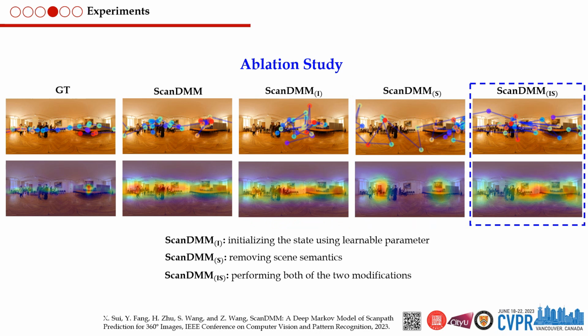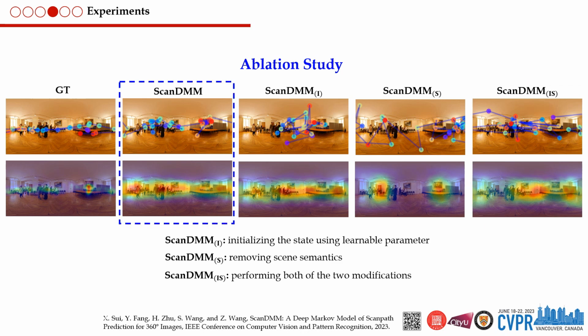Finally, by removing both the state initialization strategy and scene semantics, we found that such a model can only learn the general pattern of viewing behaviors regardless of the image content. In contrast, our final model can produce realistic scan paths. These results emphasize the significance of our learning strategies.